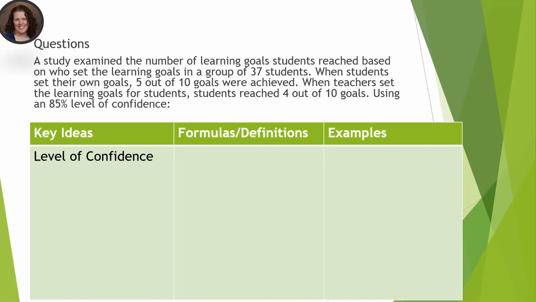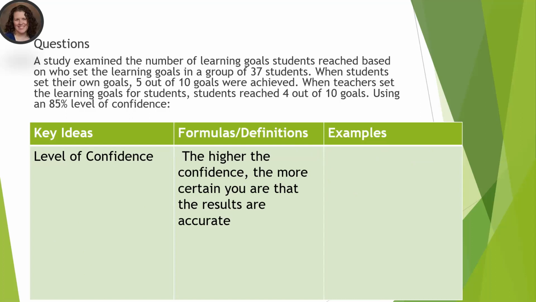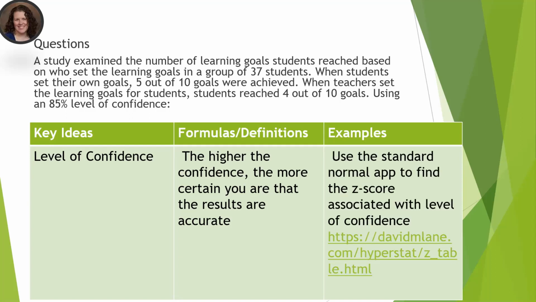So let's talk about level of confidence. The higher the confidence, the more certain you are that the results are accurate. Statistics helps us come up with good ideas. We use data to come up with what we expect. We're never 100% certain about anything in statistics, but we can have confidence in our answers based on the data that we've collected. We're going to use the standard normal app that we've used before to help find levels of confidence. If you go to the comments in this video, you can pull up the app and follow along with me.